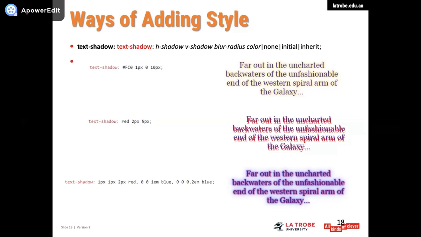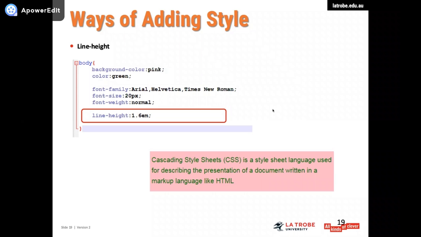Then the next style is line height. We can use the keyword line-height to change the space between different lines. The unit can be pixel or EM. EM is a scalable unit used in web documents, and EM equals the current font size. For example, if the current font size in the document is 12 pixels, then 1 EM equals 12 pixels. You should remember that.